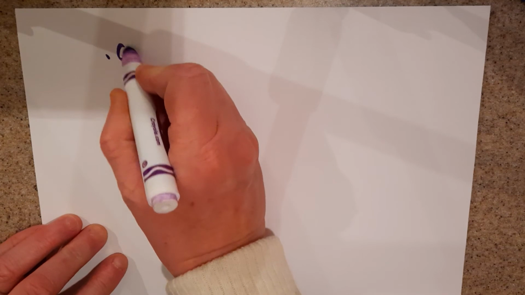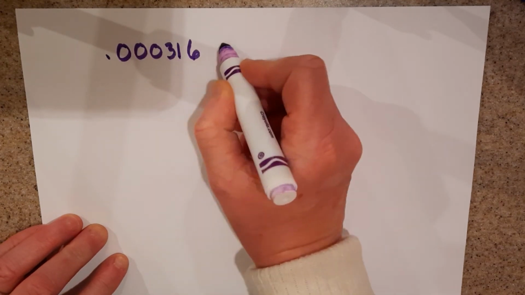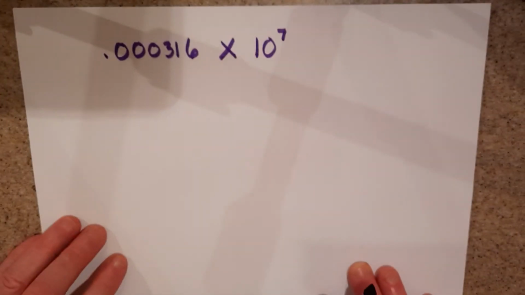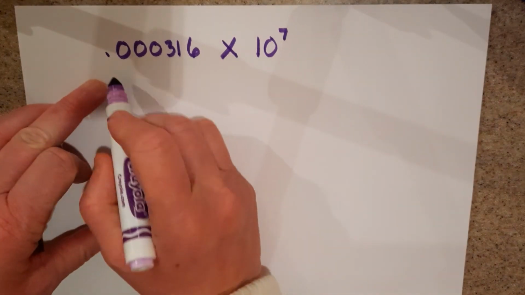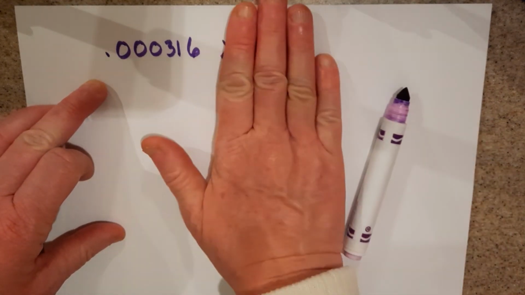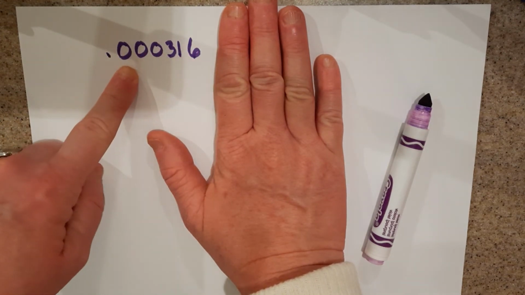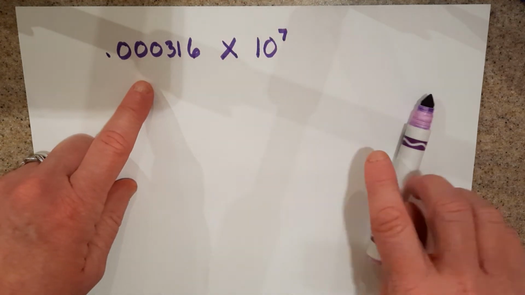So let's try one more that looks similar. If we start again with our 0.000316, and this time it's being multiplied by 10 to the 7th, and the problem in your book asks you to write this in scientific notation. So we do the same thing. We begin by just ignoring this term for now and just focusing our attention on this first term and changing this number right here into scientific notation.